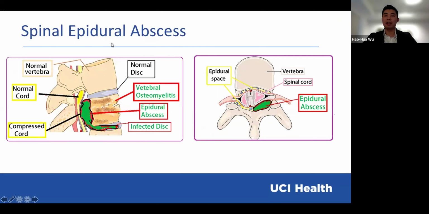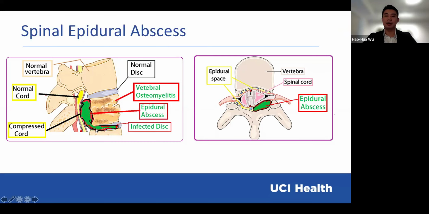So spinal epidural abscess, it's important to understand the anatomy for the spine to know what we're focusing on here. So it means it's an abscess in the epidural space, which is the space that surrounds the dura, or where either the spinal cord or the nerve roots run. So it's basically what you see in green here in the sagittal and the axial.